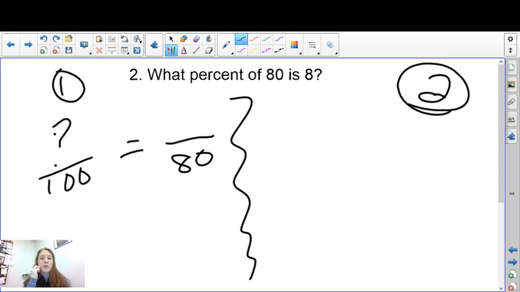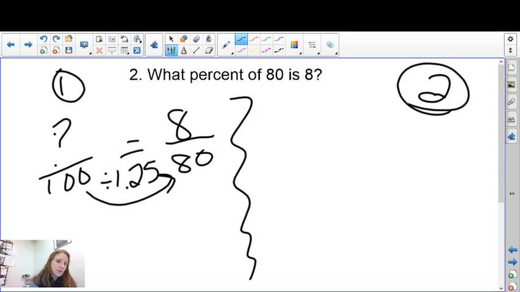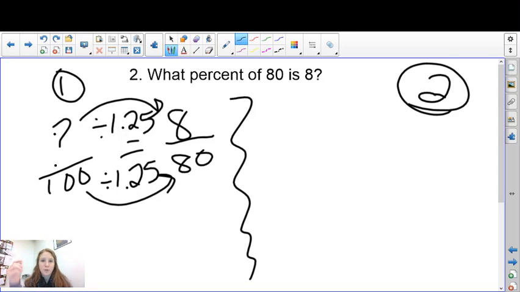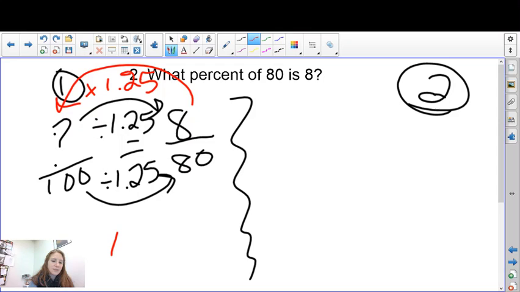Of 80 is the bigger part, so it needs to go on the bottom. And we're looking for the percent that 8 is, so 8 is going to go on top and match the percentage. So this is going to get smaller. 100 divided by 80, so divide by 1.25. So my question mark divided by 1.25, I don't know what my question mark is, so I'm going to have to go backwards and multiply by 1.25, which should give me 10. And since it's already the percentage, it should be 10%.